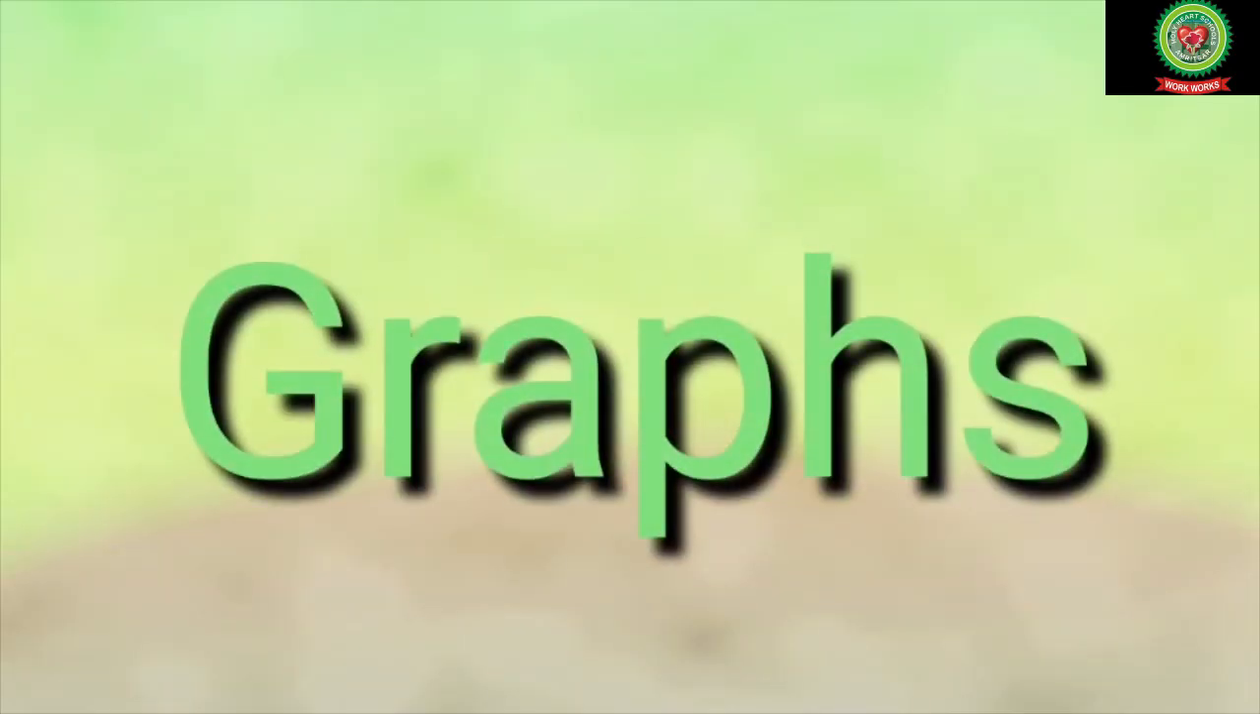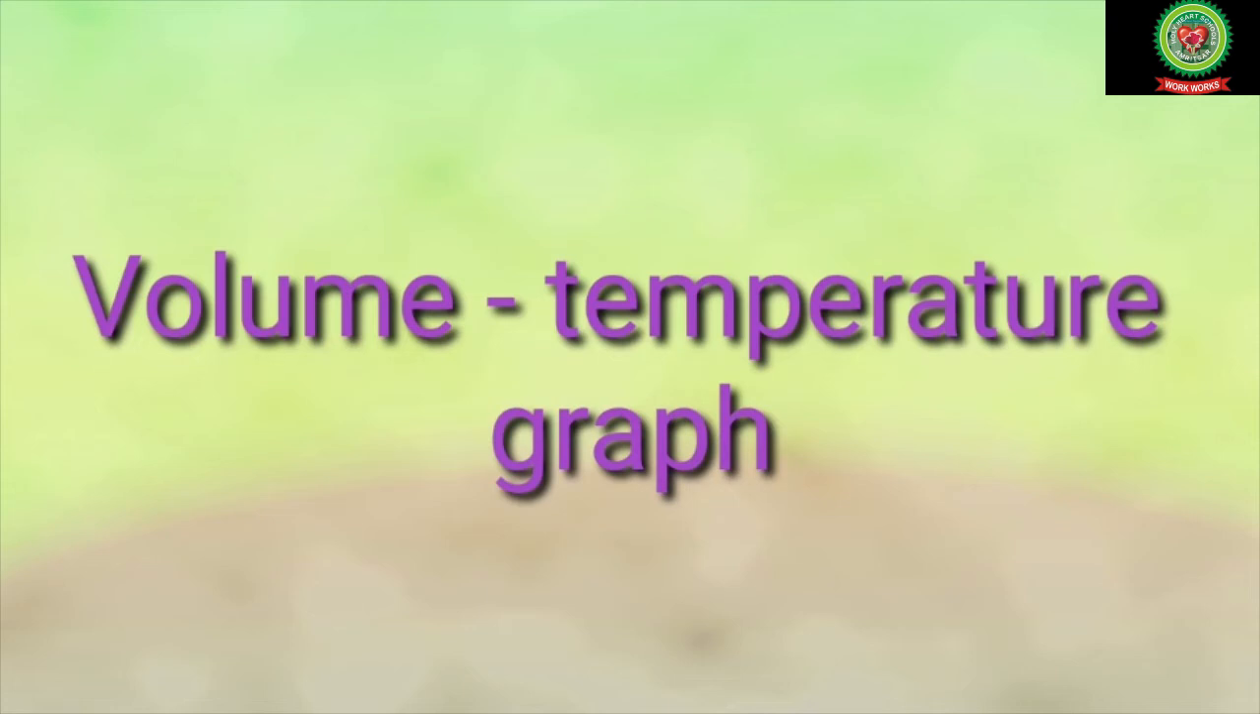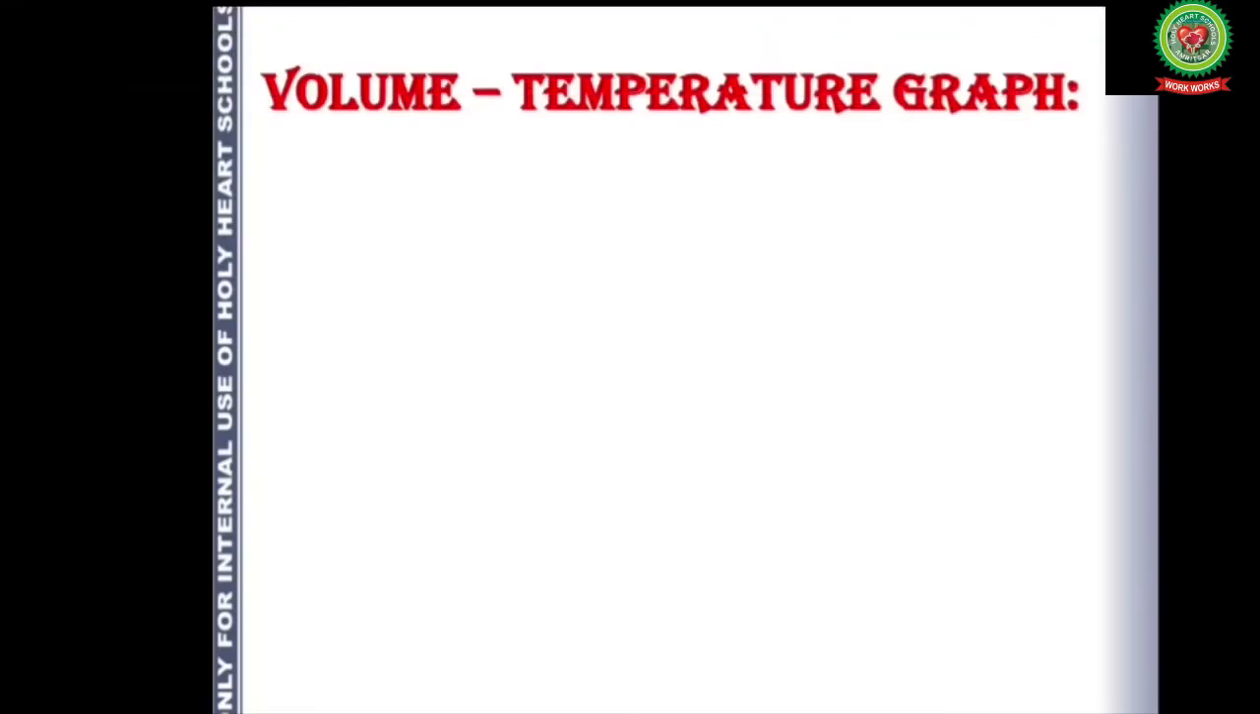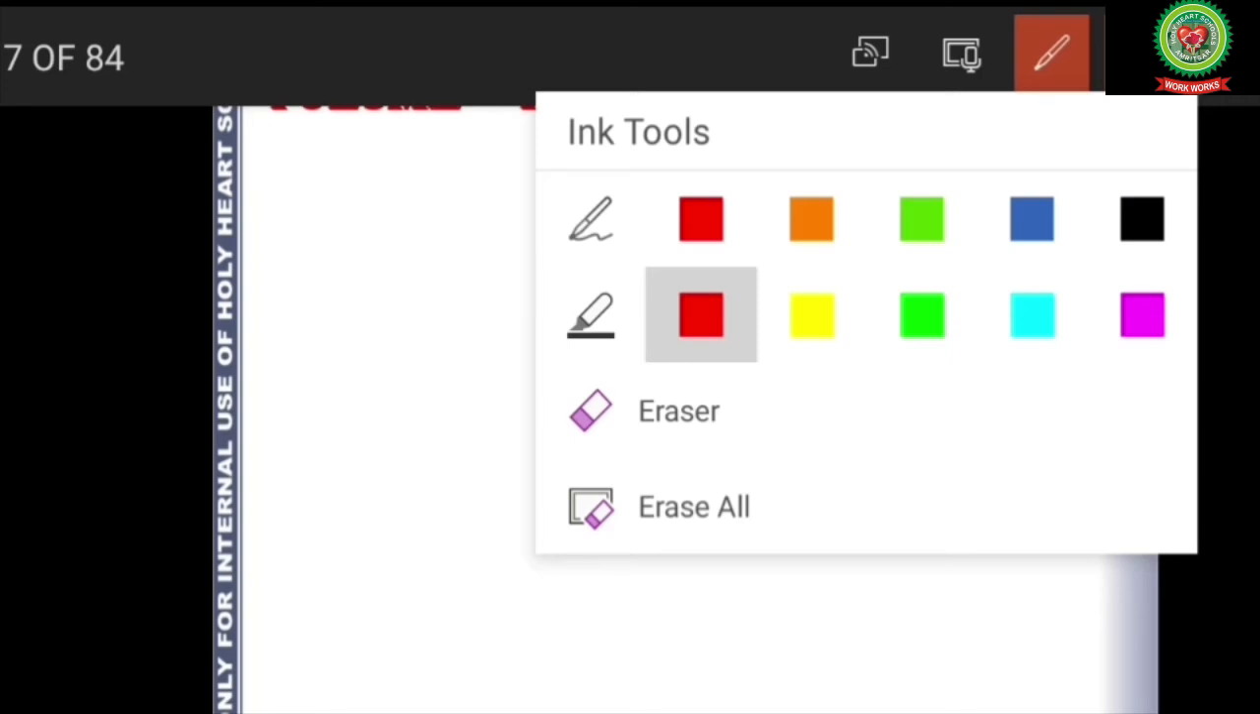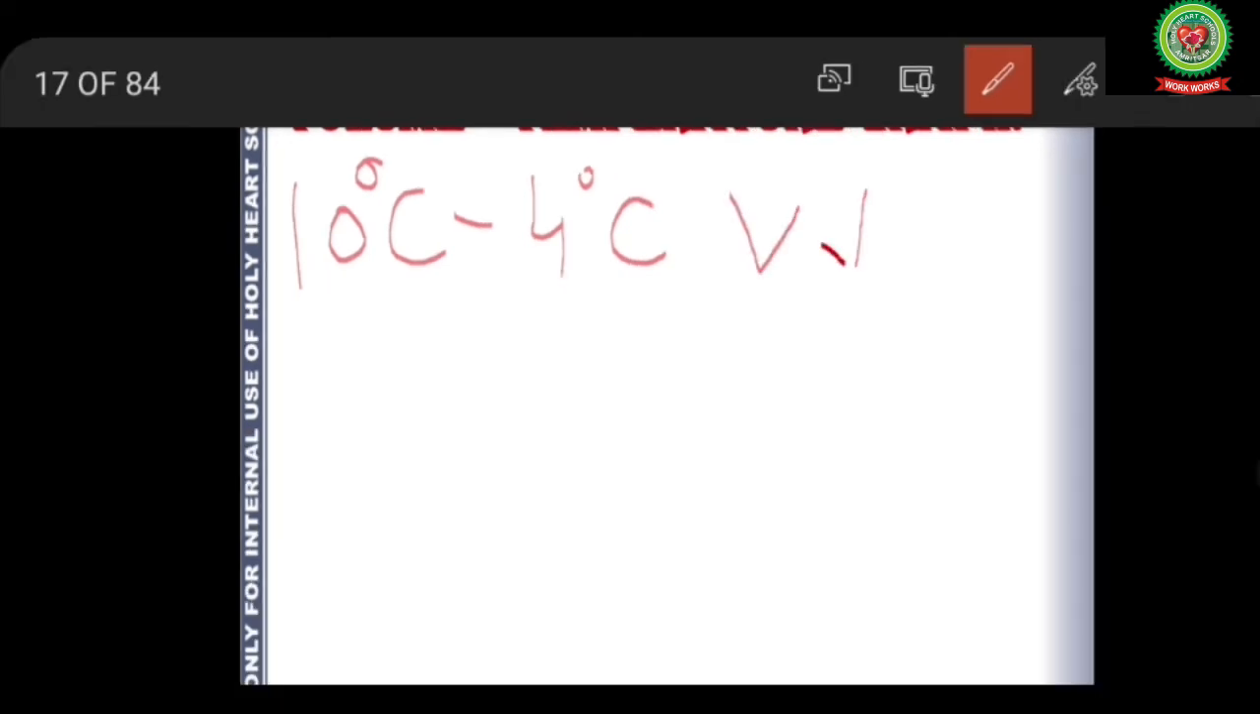Students, let's discuss the graphs. First is the volume temperature graph for the anomalous expansion of water. Now suppose that the initial temperature of water is 10 degrees Celsius and you keep this water in the refrigerator. What will happen? The temperature of water will decrease till 4 degrees Celsius. You know that on cooling, water will contract, so on contraction, volume will decrease. Clear? Now on further cooling from 4 degrees Celsius to 0 degrees Celsius, due to the anomalous expansion of water, yes, on cooling, the volume will increase.